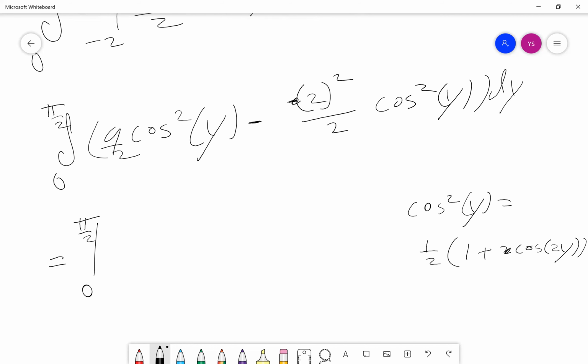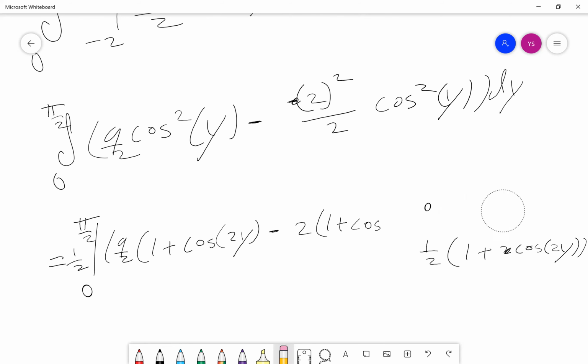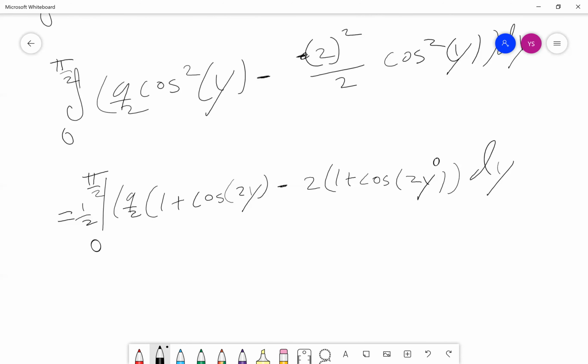So this entire thing is going to be 1/2 times 9 over 2 times (1 plus cosine 2y) minus 2 times (1 plus cosine 2y), and then this entire integral with respect to y. Any questions?